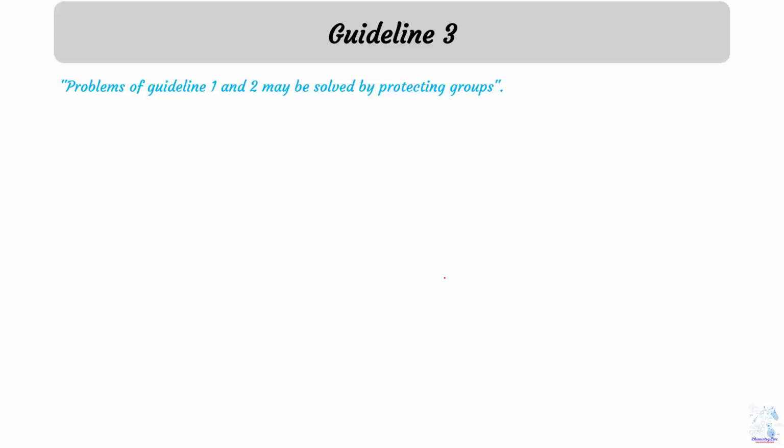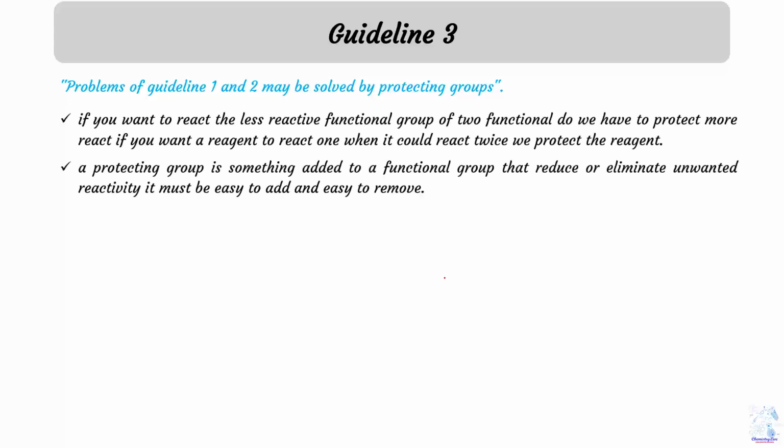We protect the reagent. So now, a protecting group is something added to the functional group that reduces or eliminates unwanted reactivity. It must be easy to add and easy to remove. That is an important part of the protecting group. I think you learned about that one. It is easy to add and easy to remove. So in that context, I have one example which I want to discuss with you.